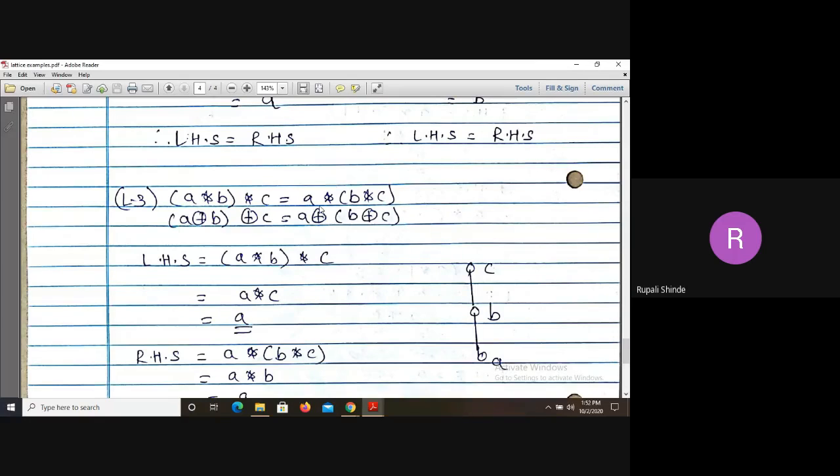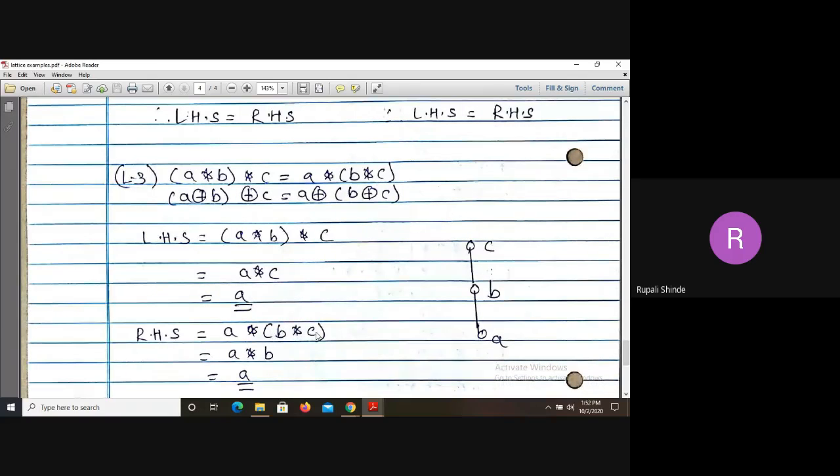Now check for RHS. RHS is written as A star (B star C). So first of all, we have to solve this bracket B star C. Okay. So value for this B star C, what would be the answer? Greatest lower bound for B and C.